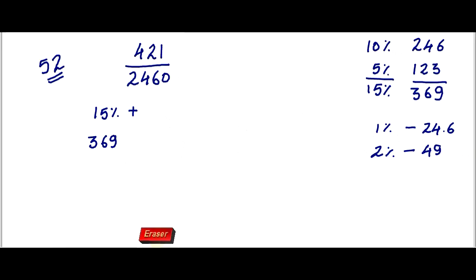Yeah, I'll just cover it up. 2% will be 49.2. And rather, I'll not add it up. I'm so sorry. 2% is 49.2, which is very, very close to 52. So I'll just write another 2%.